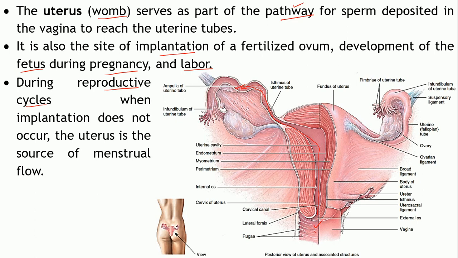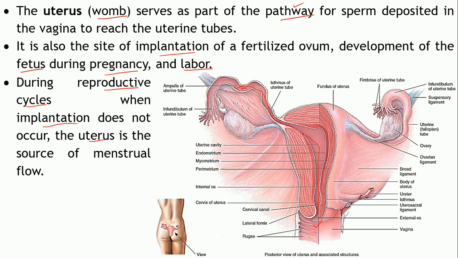During these reproductive cycles, supposing the fertilization does not take place, once the secondary oocyte is released, it will reach the ampulla where the fertilization should take place if the sperms are present. Now supposing the fertilization does not take place, implantation will not happen, right? So at that time, the innermost wall of the uterus, which actually prepares itself to receive the zygote for the implantation, sloughs off.